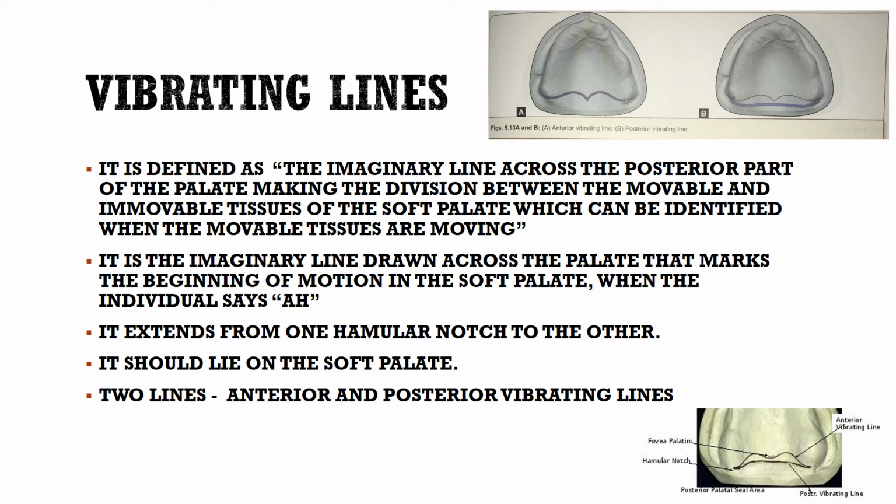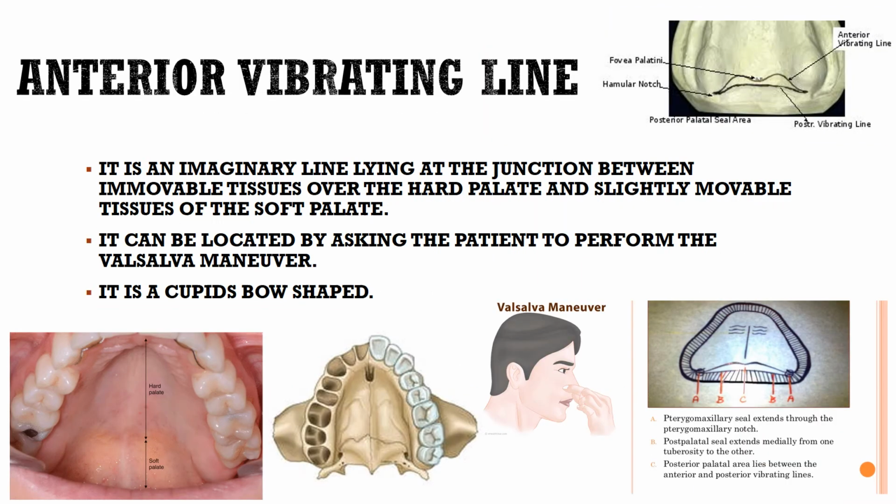And there are two imaginary lines of this vibrating line, that is the anterior vibrating line and the posterior vibrating line. The anterior vibrating line is an imaginary line that is lying at the junction between the immovable tissues over the hard palate and slightly movable tissues of the soft palate.